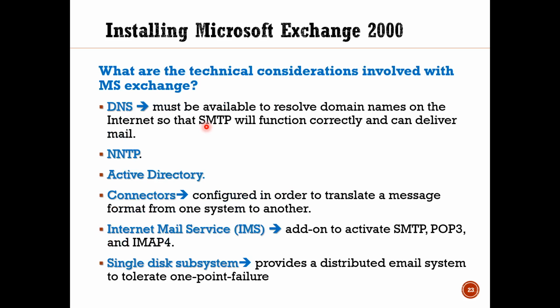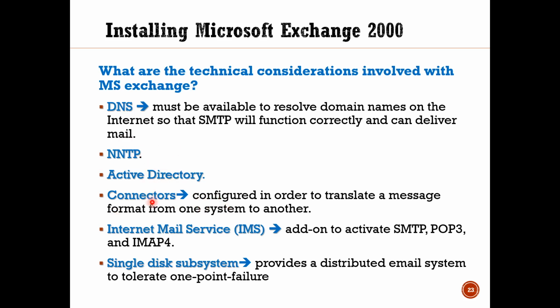What are the technical considerations involved in installing Microsoft Exchange? These are the things that we need to think of whenever we are installing or configuring Microsoft Exchange. Of course, DNS has to be there, because we talk about configuring or modifying the DNS files by using the MX records, to indicate that a record is for an email server, or a web server record. Also NNTP and Active Directory and connectors.